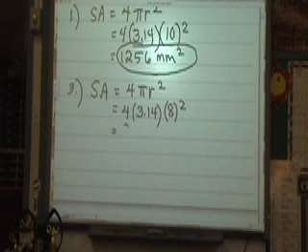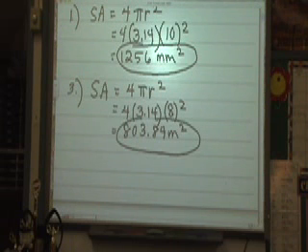Matt? 803.84. 803.84 meters squared is correct. Good. Number 5, now we're finding volume.